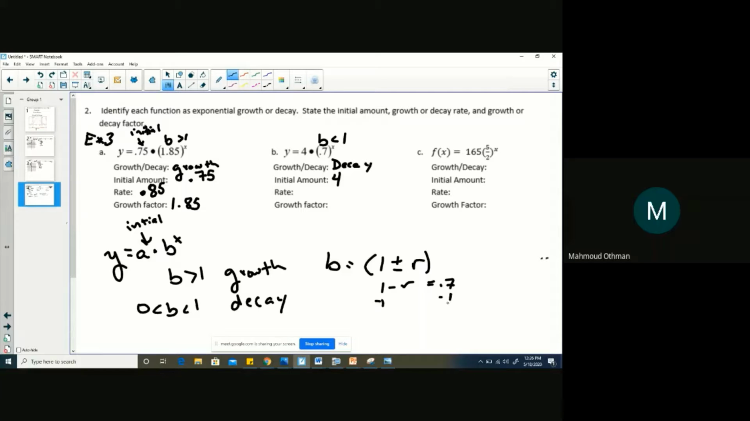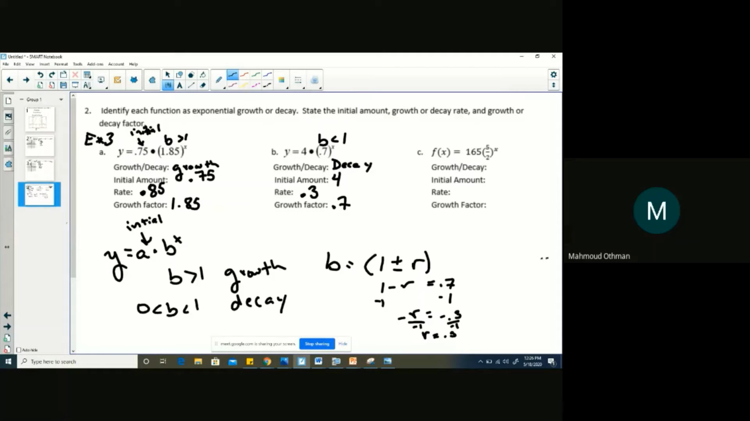Subtract 1 from both sides. Negative R equals negative 0.3. Divide both sides by negative 1. R equals 0.3. So my rate is 3/10. My decay factor is going to be 7/10 or 0.7.